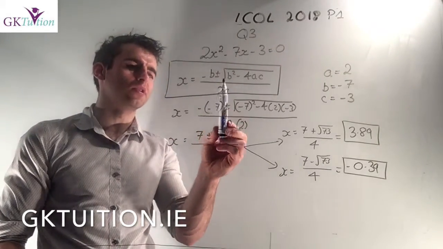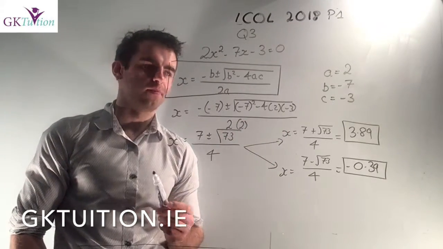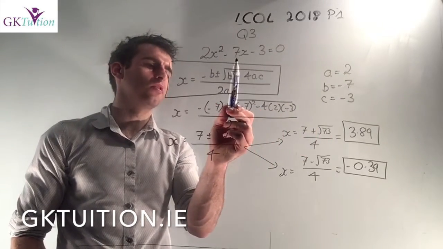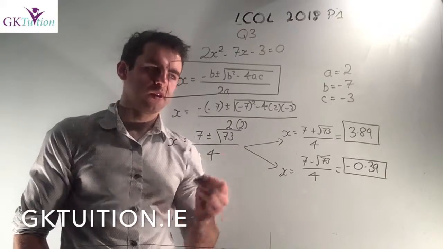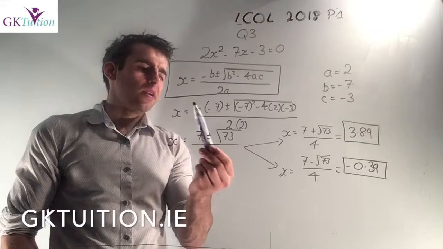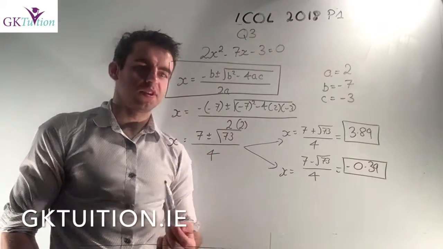It's minus b plus or minus root b squared minus 4ac all over 2a, where a is the number in front of x squared, it's 2, b is the number in front of x, it's minus 7, and c is the number on its own, it's minus 3. So you should set your question up like that before you even start. And then all you need to do is sub in your b, you sub in your a, you sub in your c.